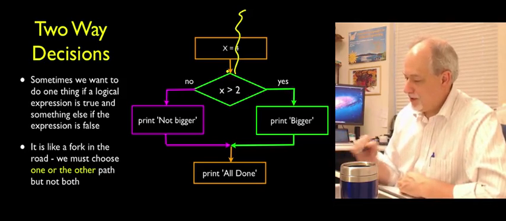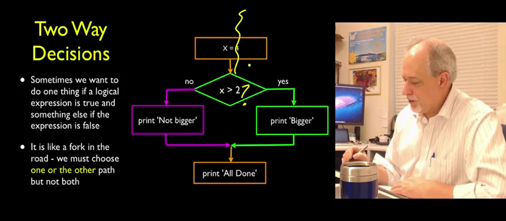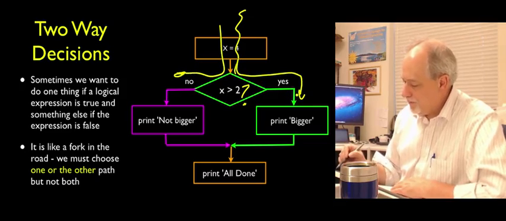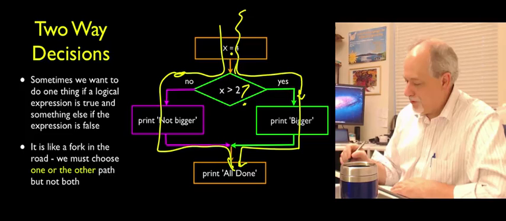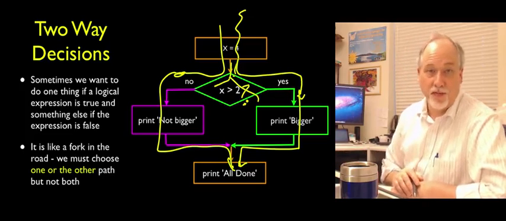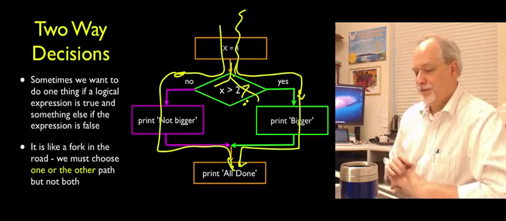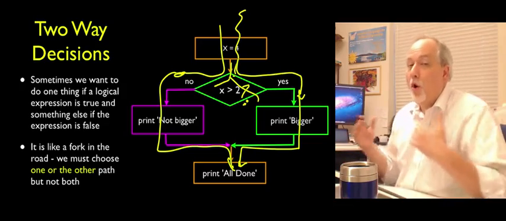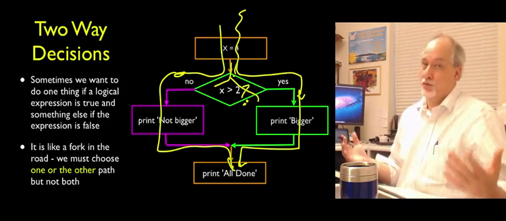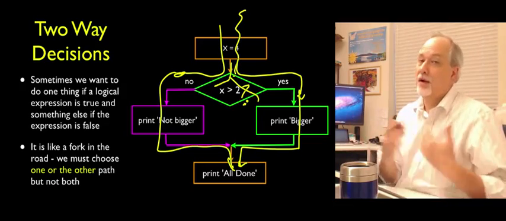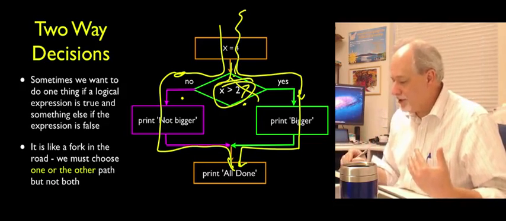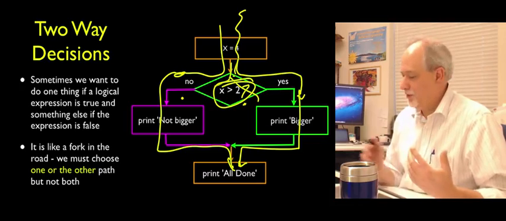We say, is x equal to 4? Question mark. If it's yes, we're going to go here. If it's no, we're going to go here. We're going to execute one or the other, and then we're going to continue. So we're really at a fork in the road here, right? We're going to make a choice, one or the other, but never both. We're going to do one of the two, and depending on the question that we ask, that determines which one we're going to do.